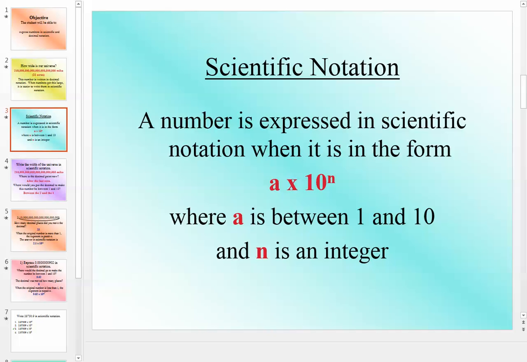It would never be 21, it would never be 0.21. It would always be a whole number, then a decimal point, and then any additional numbers following. So 2.1 would be an example. And then n is some integer, some whole number that we're going to use to multiply it, in converting in and out of scientific notation.